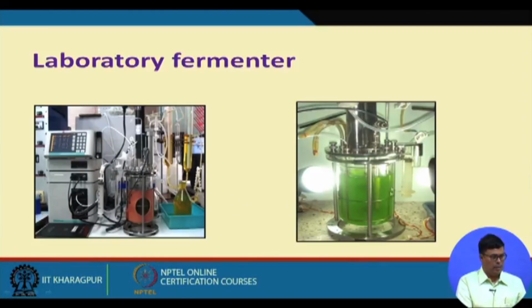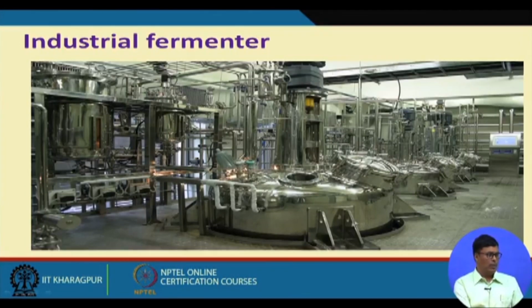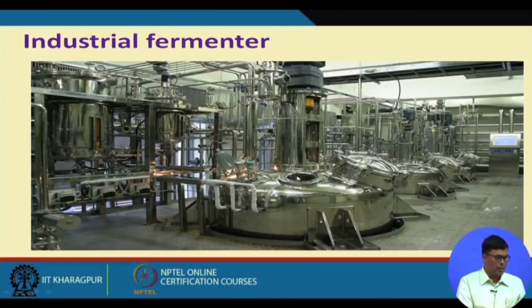And this is how the small lab fermenters look. At the industrial level, the fermenter is like this. This is the big fermenter. You can see this is the eyeglass on this side, and another on the other side. We put some light here, so that from the other side we can visualize what is going on in the system.